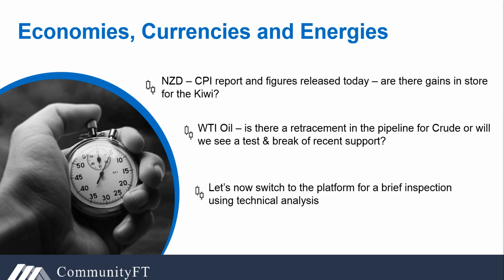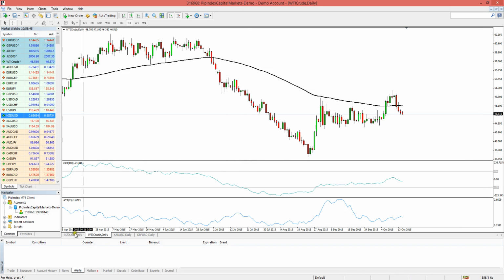Okay. So, on the cards for us all today, guys, let's take a look at some economies, the value of those economies as is reflected by the value of their currency. Let's also take a look then at crude oil. So, we're going to be looking at the Kiwi or the New Zealand dollar. And let's also take a look then at WTI, West Texas Intermediate.